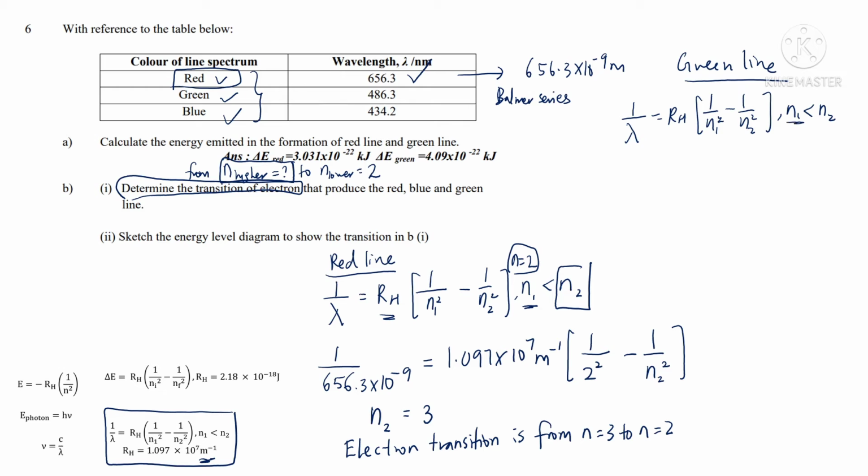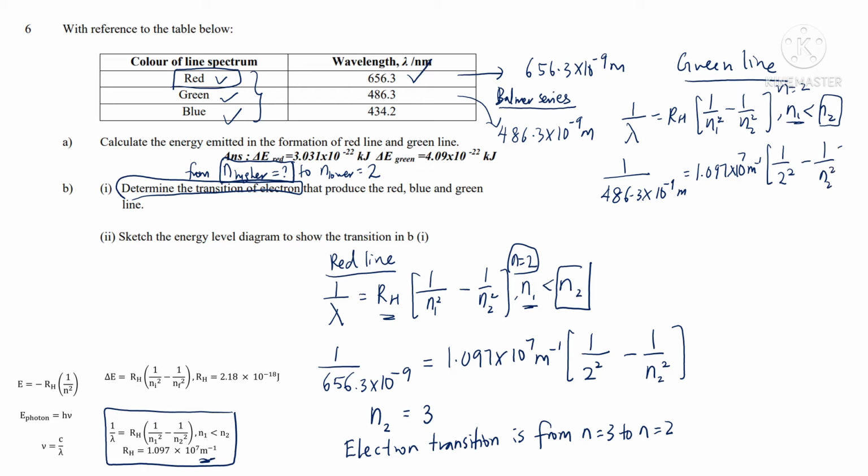So n1 again, because this is also Balmer series, so it's n equals to 2, and we want to find n2. For the green line, the wavelength is 486.3 times 10 to the power of negative 9 meter. So substitute that into the Rydberg equation for wavelength. The Rydberg constant is 1.097 times 10 to the power of 7 per meter, 1 over 2 squared, and we want to find n2. So n2 for the green line is equal to 4.